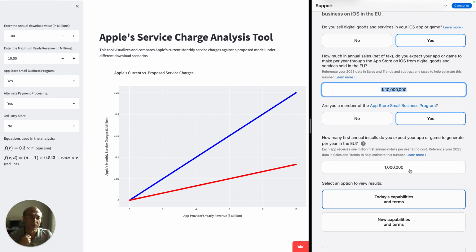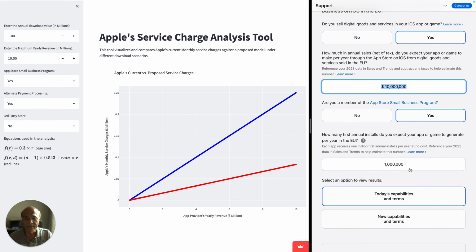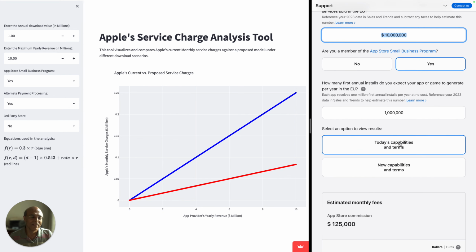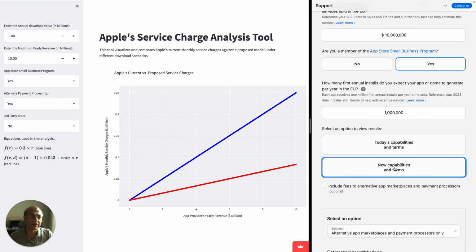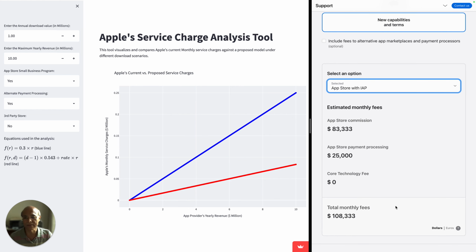So if this is going to be 1 million downloads per year, then Apple is not going to charge anything. But if it's going to be more than that, then they charge a fee which they call a technology fee. Then we have an option to choose between today's terms and capability and new terms and capability. If you choose new terms and capability, all the options will show up. You can choose any of the options, and the fees will get calculated.